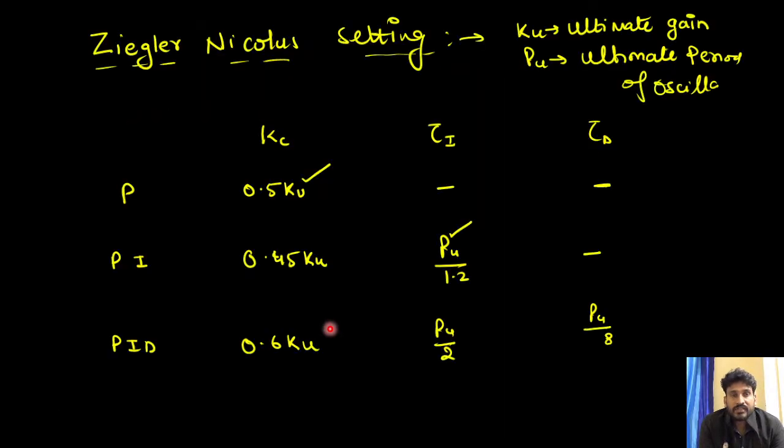So this is the Ziegler-Nichols tuning: what value we should keep for P, what value for PI, and what value for PID. This is all about the tuning: for a stable system, what values of the parameters should we keep. We have three parameters, Kc, tau I and tau d. For P it is only Kc, for PI it is Kc and tau I, and for PID it is Kc, tau I and tau d. So for the stable system, these are the predefined values. You have to remember this.